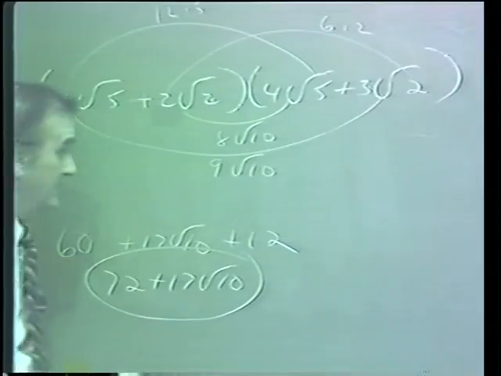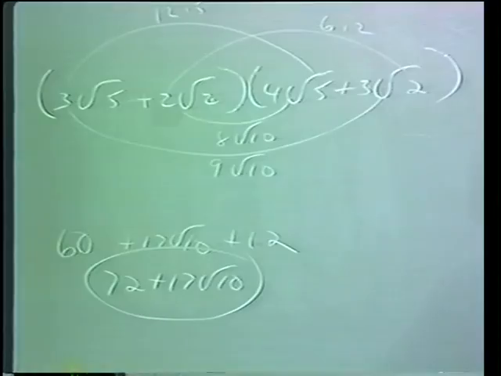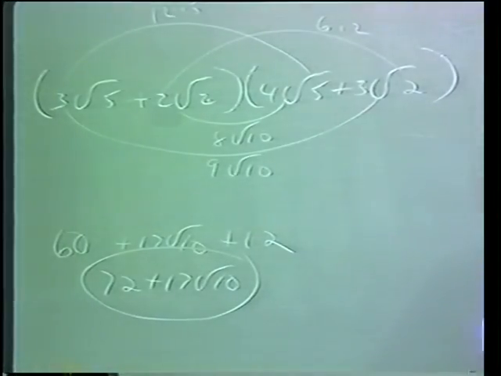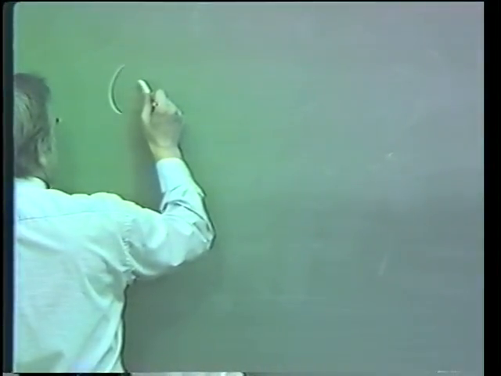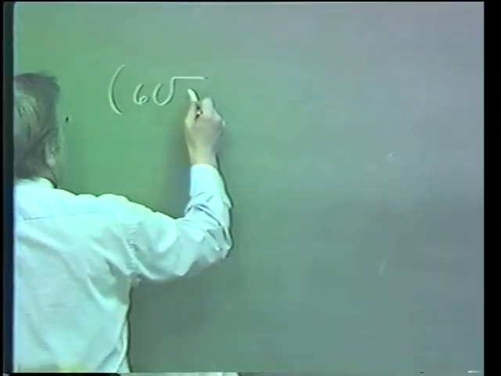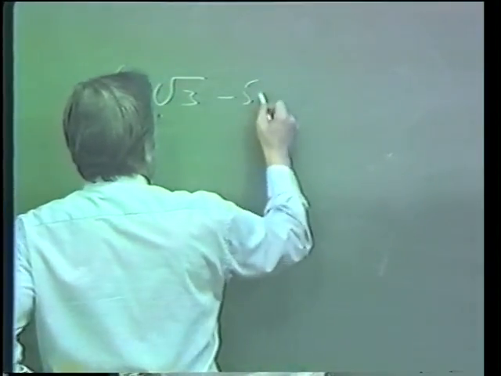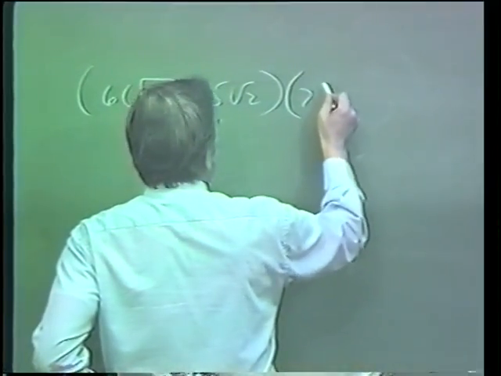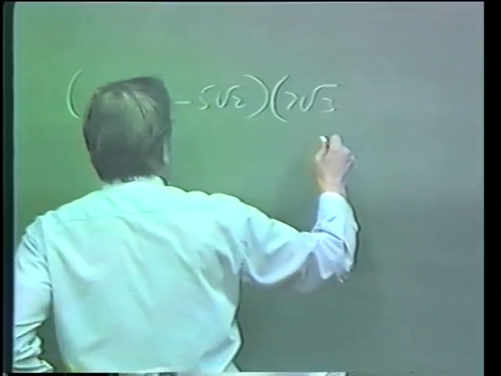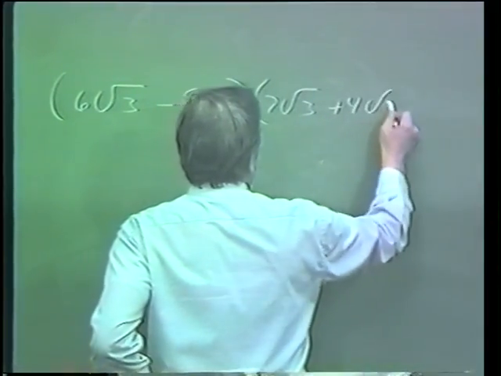Okay, now that you know what to do, let's everybody get one right. Let's see. 6 square roots of 3 minus, let's see, 5 square roots of 2 times 7 square roots of 3 minus, let's make it plus 4 square roots of 2.